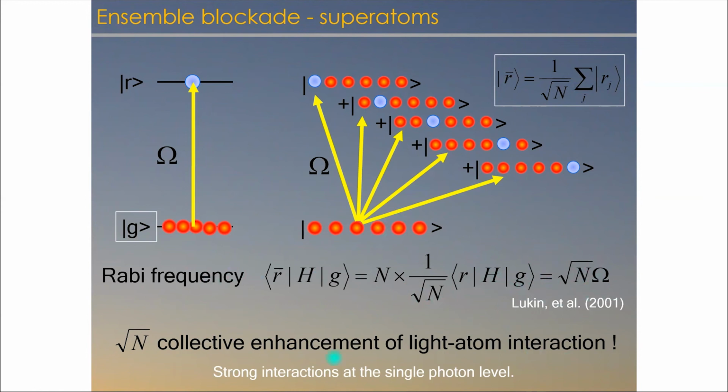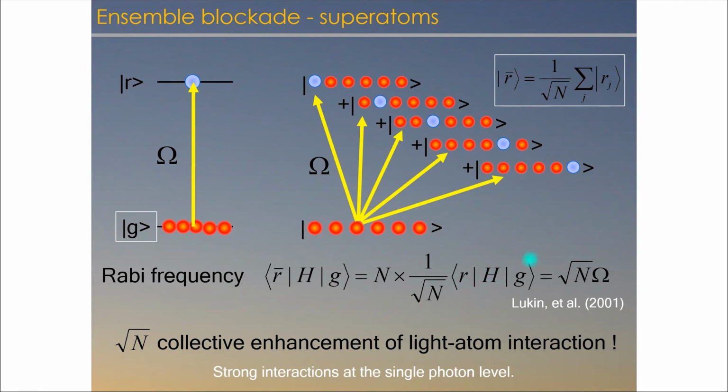So there's this collective enhancement of the light-atom interaction, which can be very significant, of course, if n is large. And this also allows for strong interactions at the single photon level. So there's work I won't talk about looking at implementing gates between single photons using ensembles of Rydberg atoms, which is really relying on this physics with this root n enhancement.